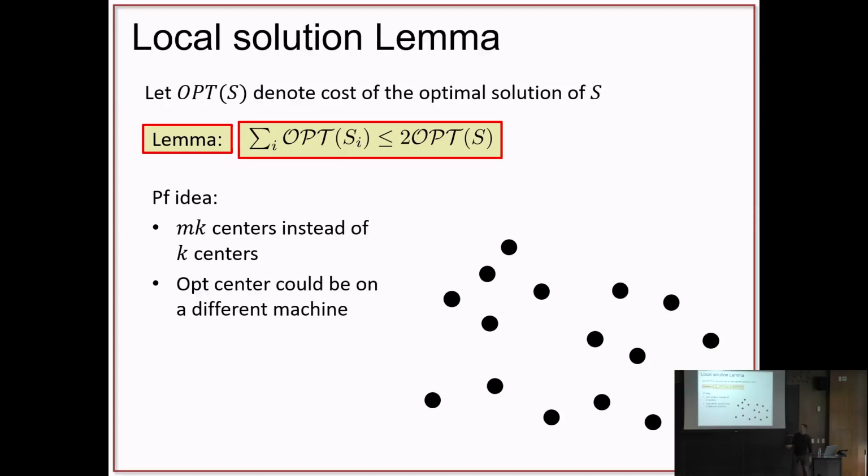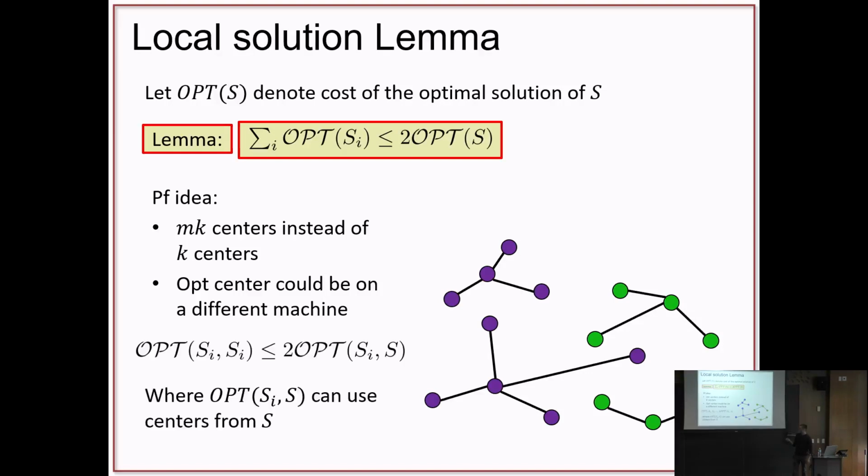The other observation is that maybe we have a situation where there's some really good center, but it gets pushed to a different data set, or a different machine. So these points can't use that great center because it's on a different machine. It turns out that this problem will just affect us by a factor of 2. In order to prove this, we can show that the optimal solution where the centers have to be part of your data is at most 2 times the optimal solution where you can use any center at all, even from other parts of the data.